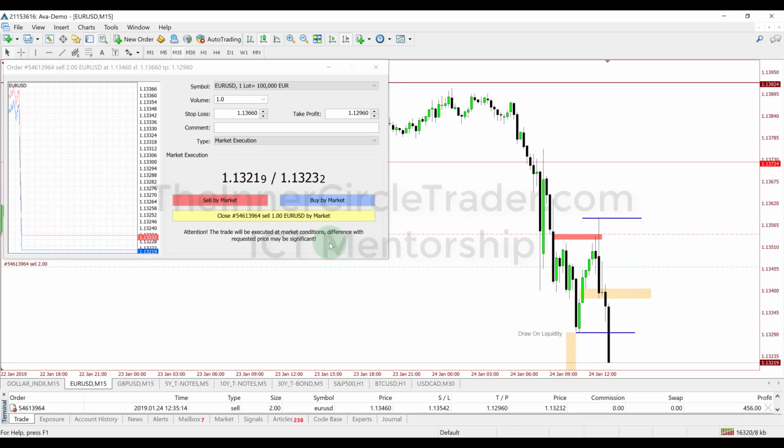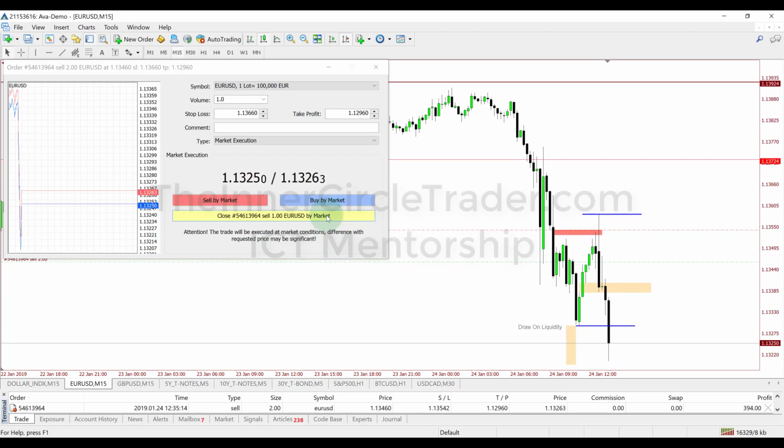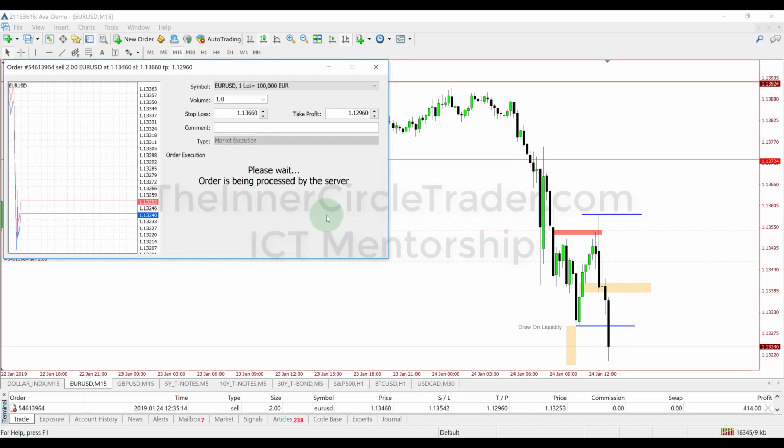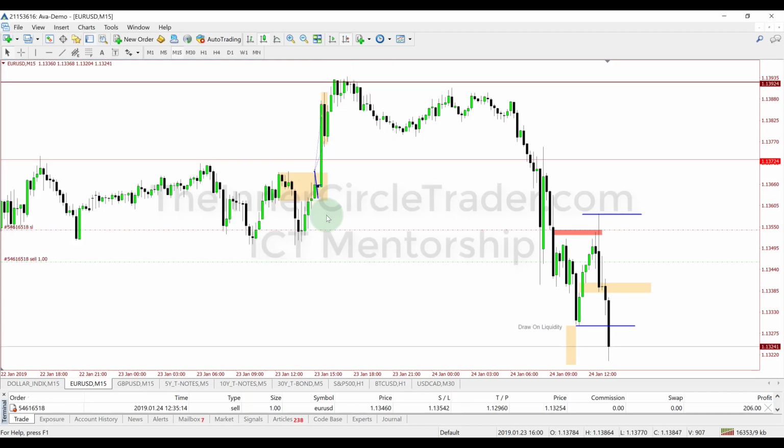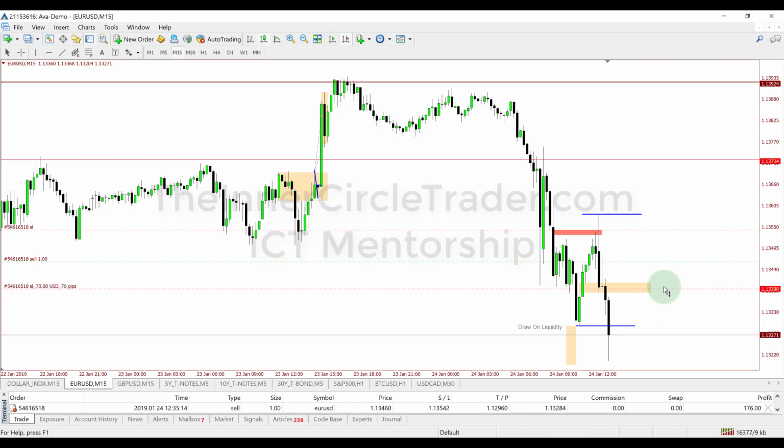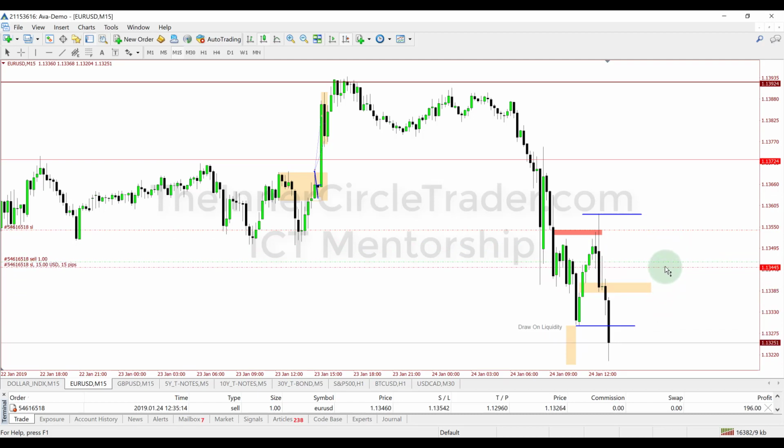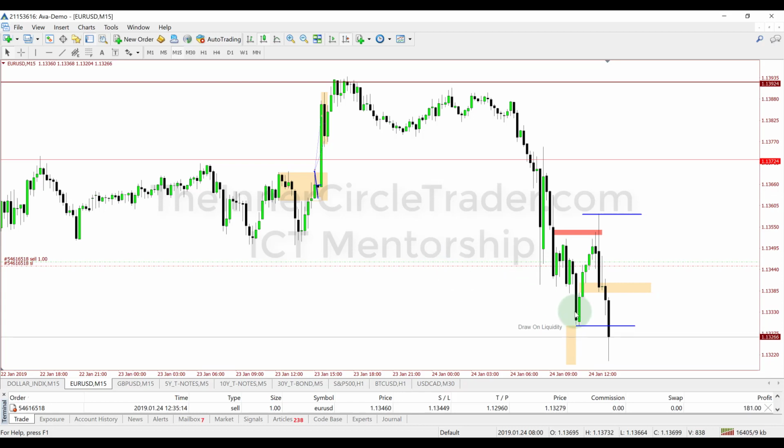Here we are. Okay, so I've taken one off. Now that I've taken first profit, I want to reduce the risk here. So now I don't want to suffer any kind of retracement. If it comes back out and knocks me out, I don't care.